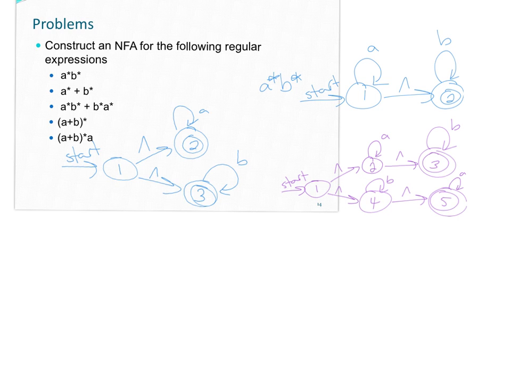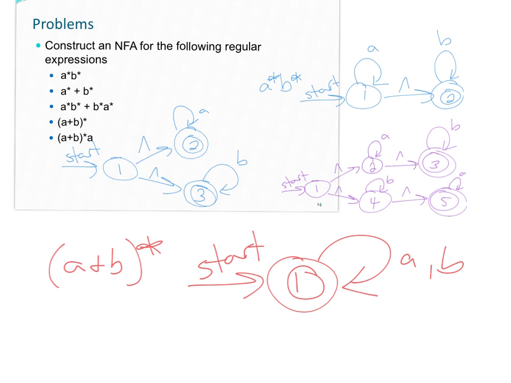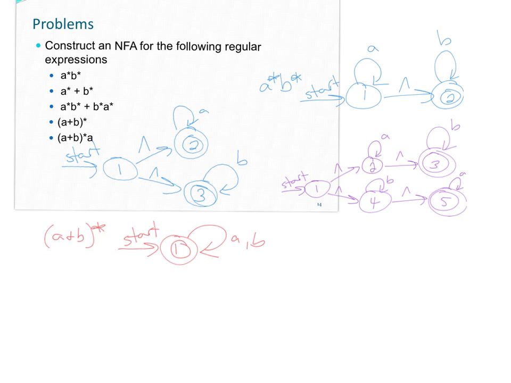Okay. The next one is A plus B quantity starred. I'll do that in red. So we have A plus B and the whole thing starred. Well, if we're just over the alphabet AB, it accepts anything, right? So we've got our start, and we accept anything. That was easy, right? All right. And the last one is A plus B starred followed by an A.